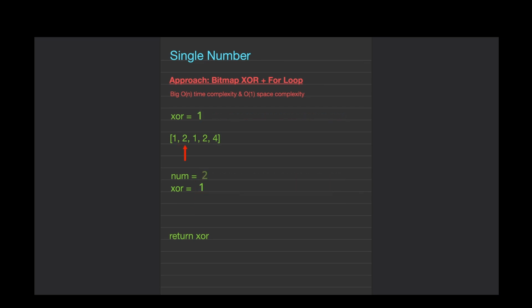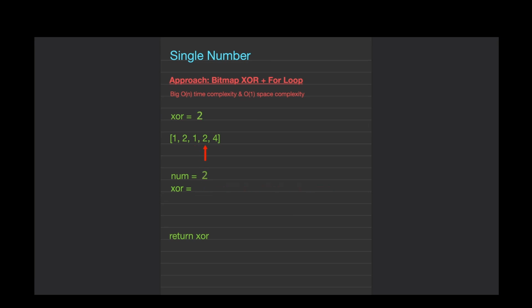Next we have 2. 2 gets converted to 32 bits and compared to the 32 bits of our XOR value of 1. The resulting 32 bits gives us a new XOR value of 3. The loop iterates to the number 1. It compares the number 1's 32 bits against the 32 bits of our current XOR value of 3, leaving us with an XOR value of 2.